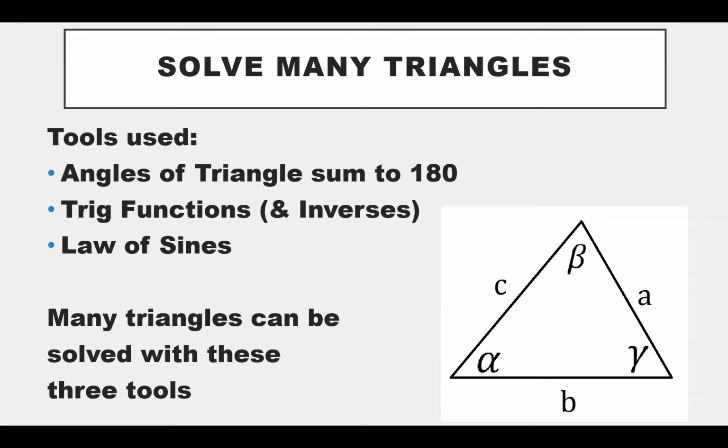We're going to solve triangles that are non-right triangles or right triangles using the three tools that we now have. We know that the angles of a triangle have to add up to 180 degrees. We know how to calculate with trig functions and their inverses. And now we have the tool of the law of sines. And many triangles can be solved using these three tools.